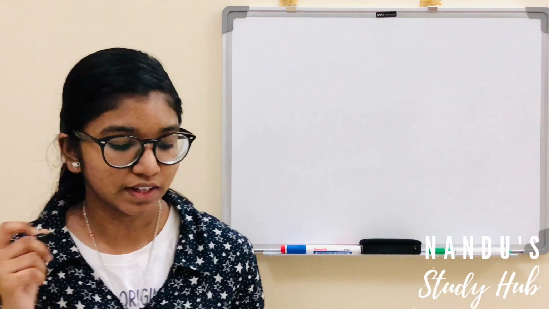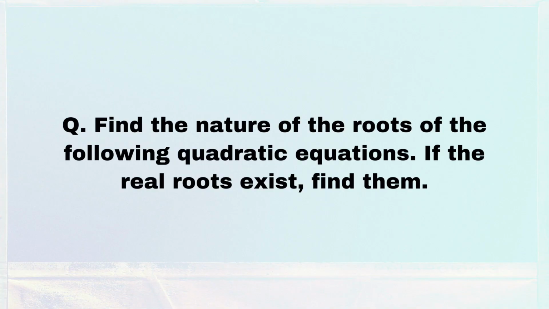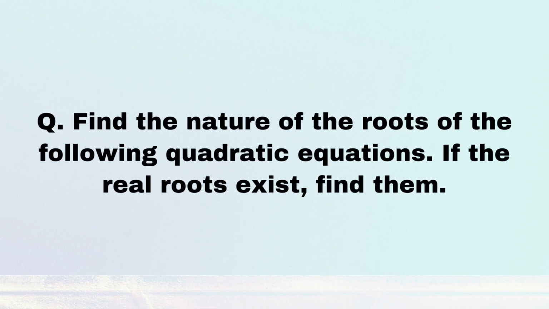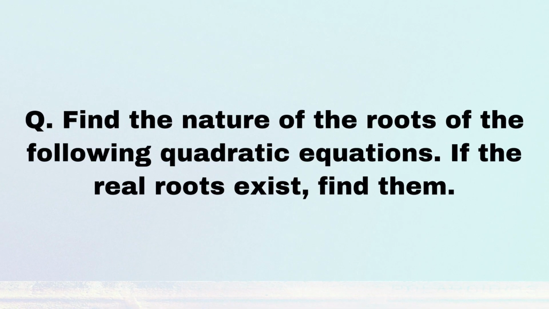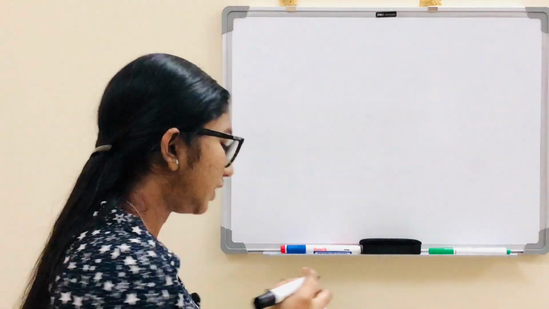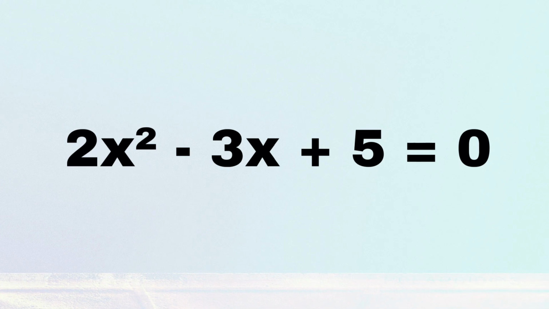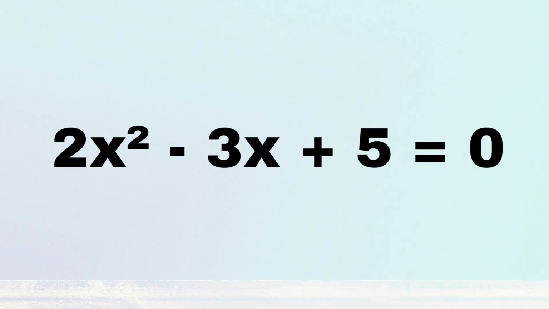So let's start solving exercise 4.4. My first question is, find the nature of the roots of the following quadratic equations. If the real roots exist, find them. We'll do two questions of this type. So my first question is 2x square minus 3x plus 5 equals 0.